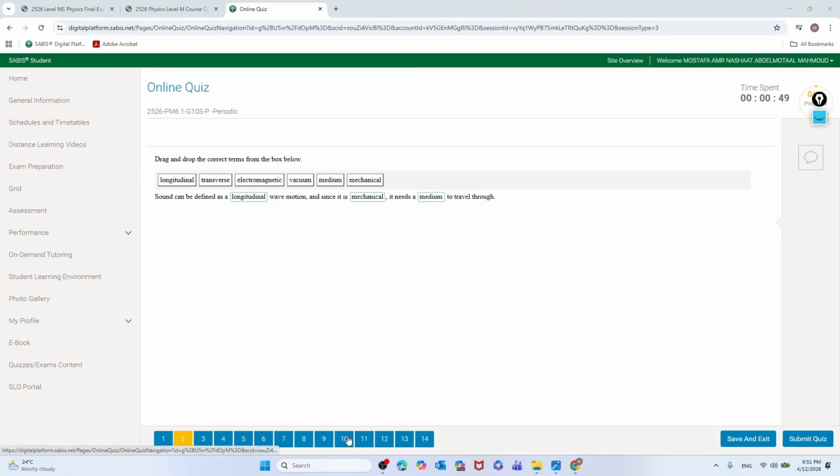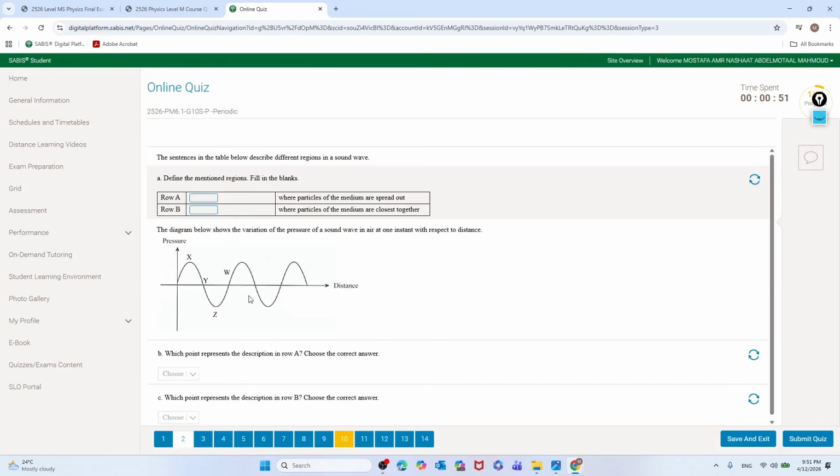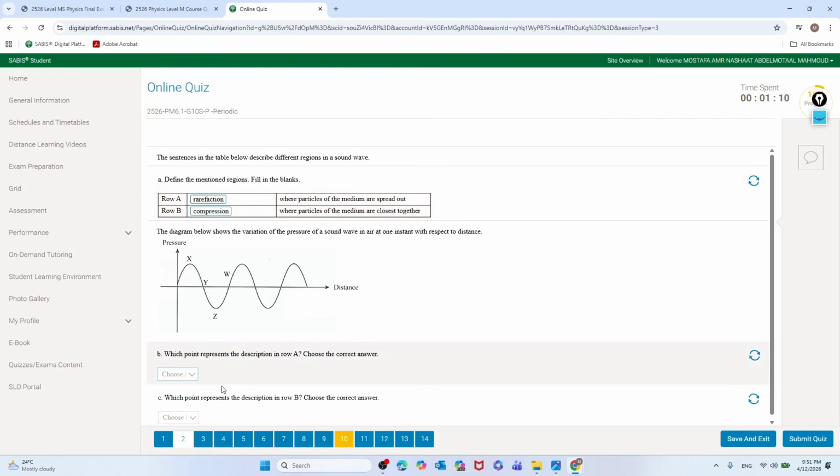Okay, question 10. Where particles of the medium are spread out, this is rarefaction. When they're together, that's compression. Which point represents the description in row A? So which point is the rarefaction? Z, because it's down. Which point represents B? So which point represents compression? X.